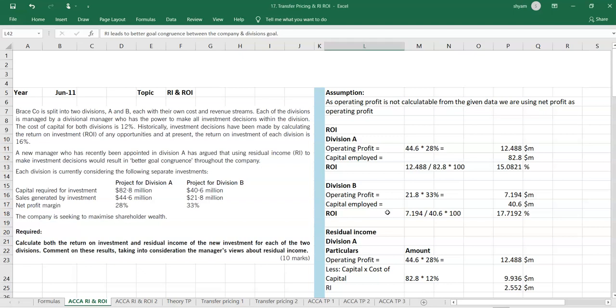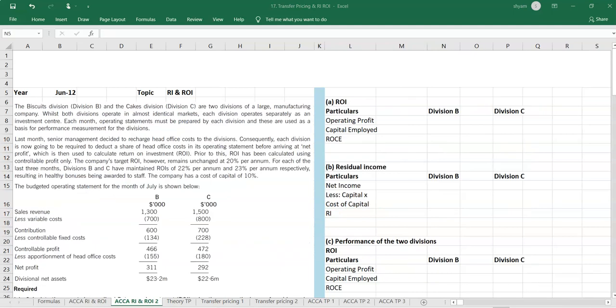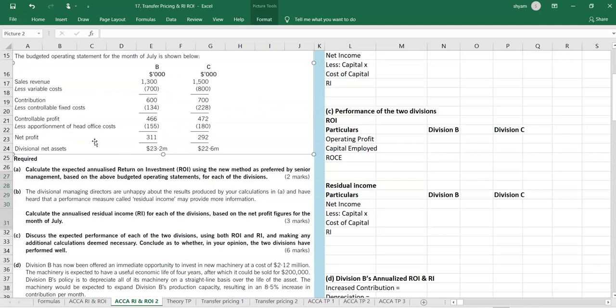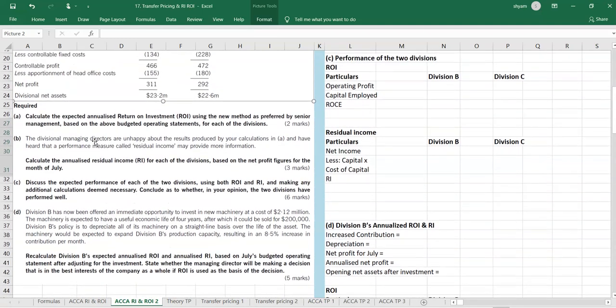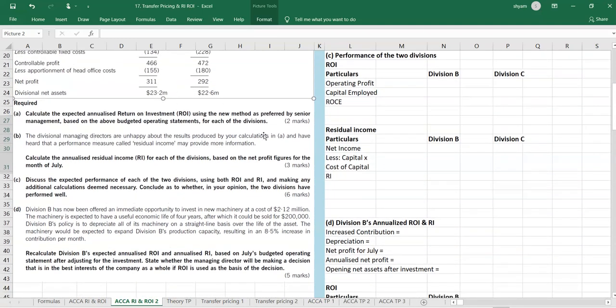So that's about this problem. We'll move on to the next one. So we'll start from this problem. This problem refers to again RI and ROI. This problem was asked in June 2012 of the ACCA exam, and we can read the requirement first. It is a lengthy question, but it is quite manageable because it has all small problems being worked out. It's 2 marks, 3 marks, 6 marks, and 5 marks. So it's not one big lengthy problem, it is small parts. We'll start from required A.